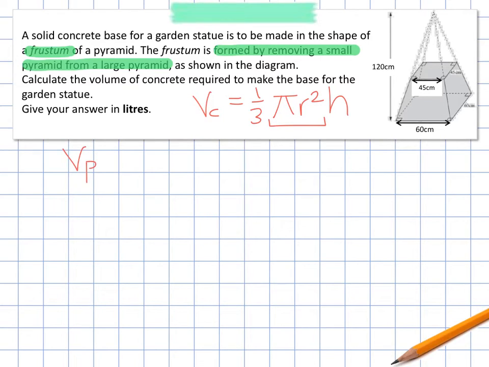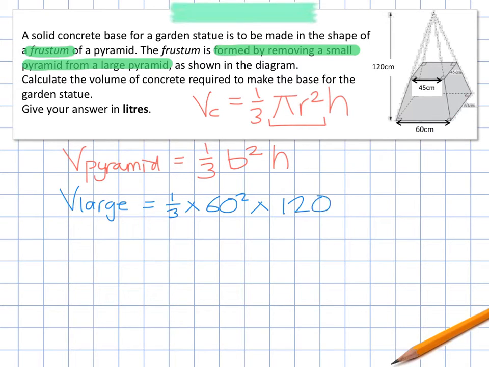So the volume of a pyramid equals 1/3, and then we'll call it base squared times height. So relatively straightforward there. Okay, so we'll substitute in the numbers, and at the moment I'm just going to do it for the original pyramid before anything was cut off. So I'm going to call this V large, just to make sure I'm clear about which one I'm using at the moment, and it's going to be 1/3 times 60 squared times the main height, which is 120.